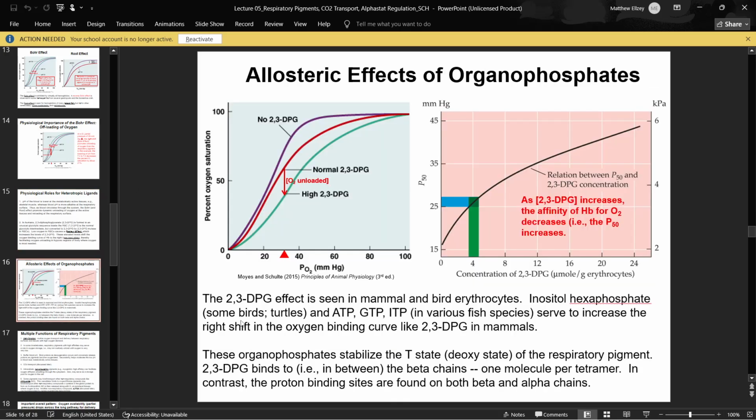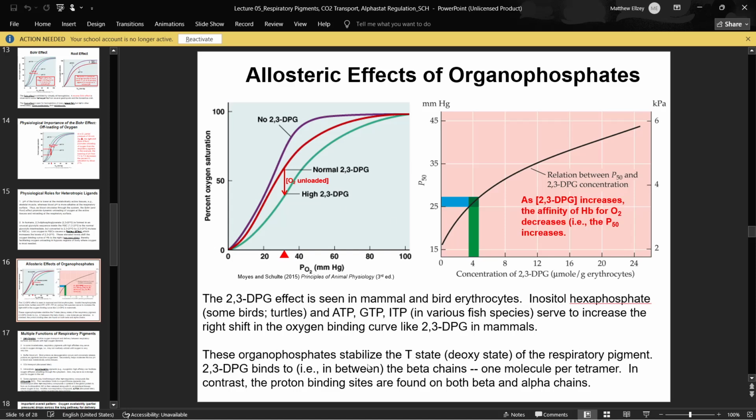Okay, so the 2,3-DPG effect is seen in mammal and bird erythrocytes, or red blood cells. So inositol hexaphosphate in some birds and turtles, and ATP, GTP, and ITP in various fish species serve to increase the right shift of oxygen binding curves like 2,3-DPG in mammals. Just a little bit of a side thing right here.